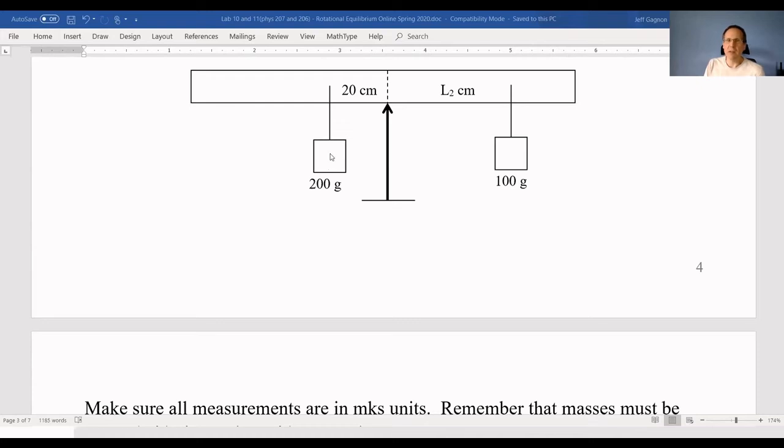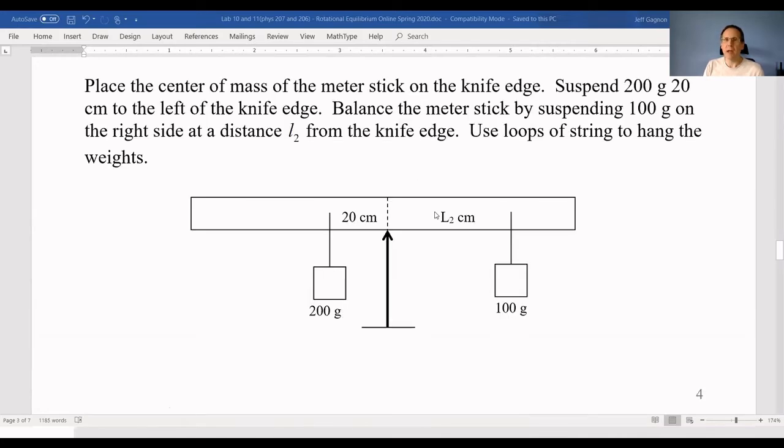In this case, we have a 200-gram mass that hangs 20 centimeters to the left of the knife edge, right? And the knife edge is right at the center of mass of the meter stick. So in our case, it would be at 50.1. That's what a knife edge would be. So I'd have to hang this mass here at 30.1. And then I'm hanging 100 grams on the other side, on the right-hand side, at some location such that this meter stick is in rotational equilibrium. So it's not rotating anymore. It's completely balanced. Okay. So the goal is to figure out what this distance is.